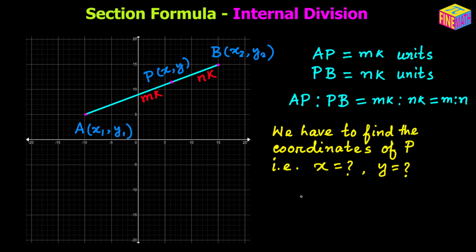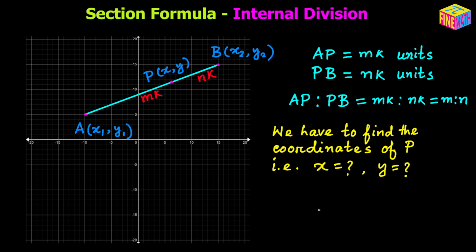Hi everyone. In this video, we are going to discuss the section formula for an internal division. For example, we have a line segment AB. The coordinates of A and B have been provided. We have to find the coordinates of a point P that would divide this line segment in m:n ratio.